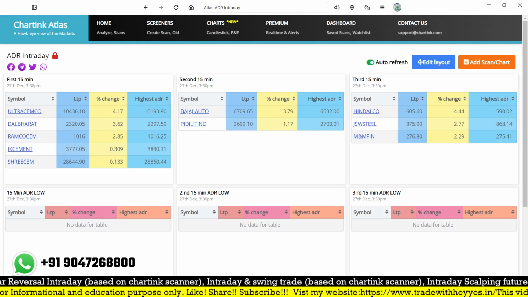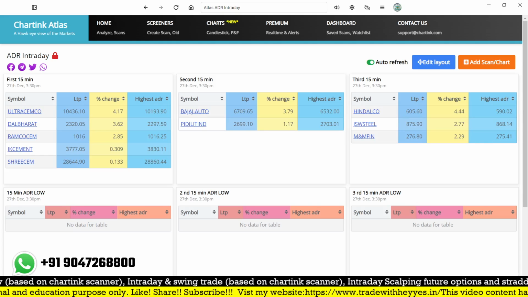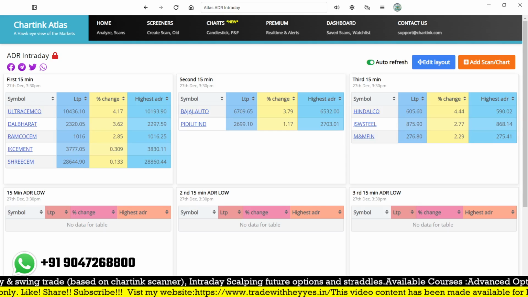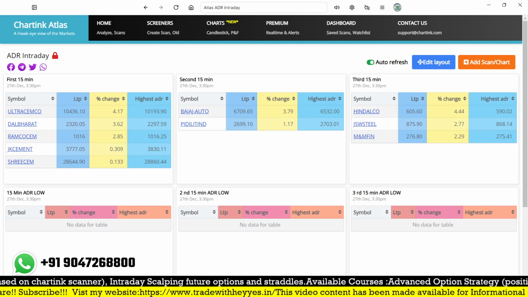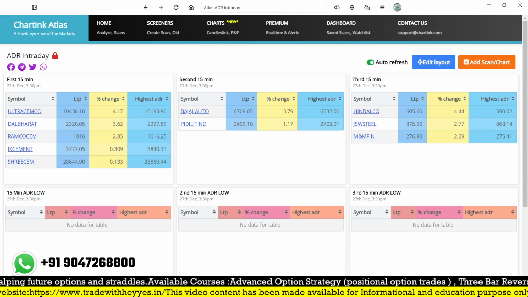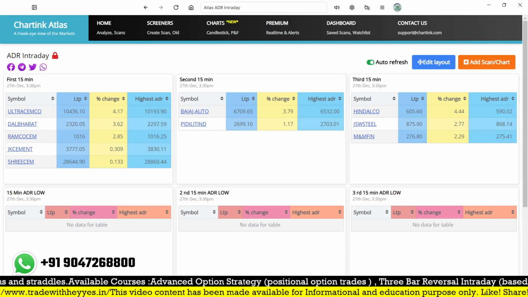We are not using 5 minutes. Why? Because we need to track very quickly and place our orders very quickly, so a lot of things you need to follow. That's why we are not using the first 5 minutes. Instead of that, we are using the first 15 minutes. So today we got it.